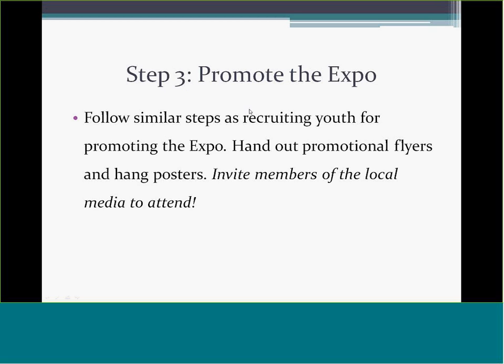So, moving on. Step three is to promote the expo. If you follow similar steps as recruiting youth for promoting the expo, generally that works. It's really up to you what the best method is to recruit people to go to the expo. But again, just handing out promotional flyers, hanging posters around your building, inviting members of the local media to attend, anything to get the word out there.